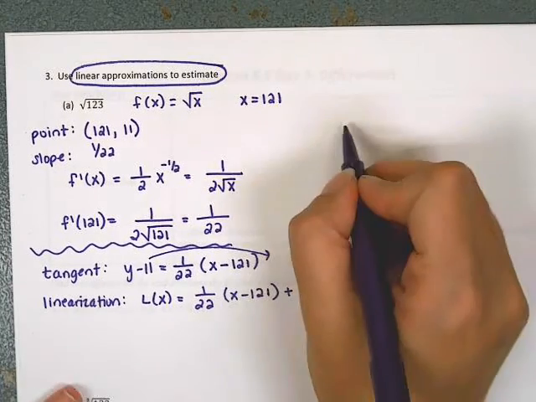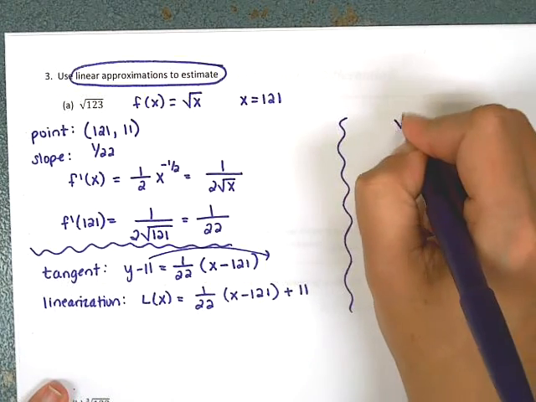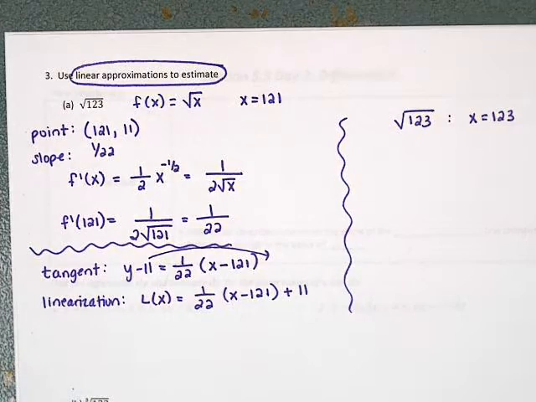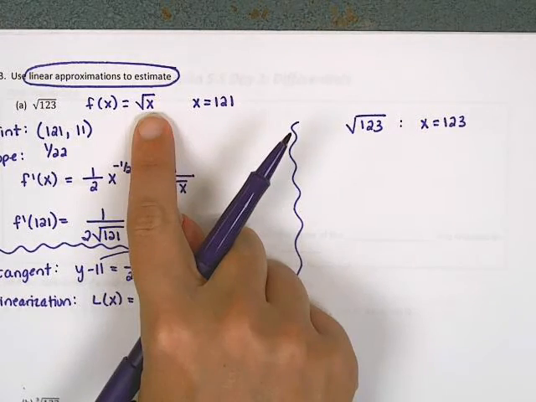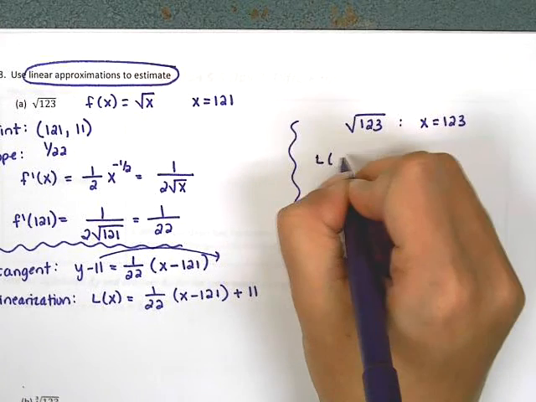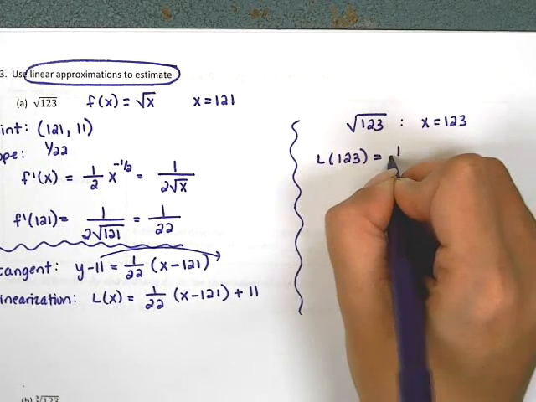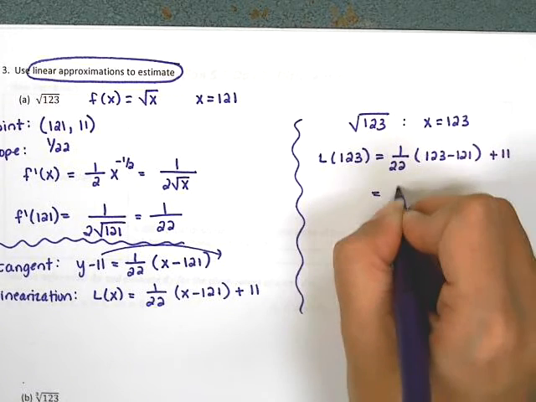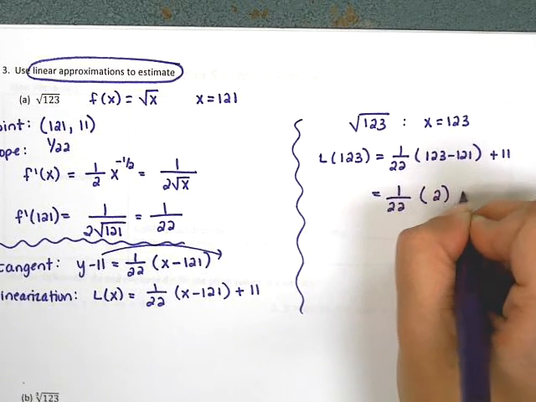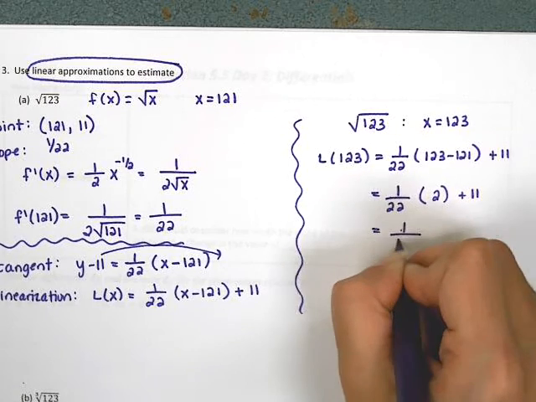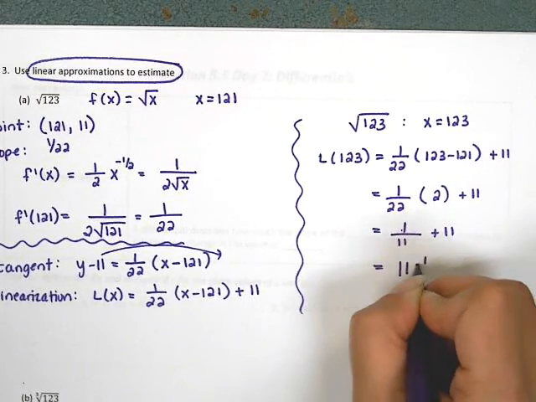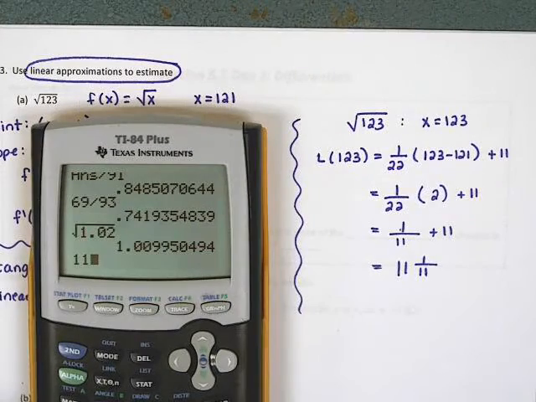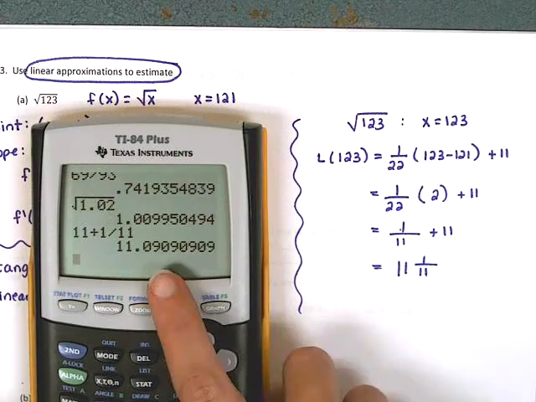Now the second step here, after I have my linearization, is to estimate the square root of 123. In other words, my new x value that I want to plug into my linearization would be 123, because my function is the square root, and this is the number I'm trying to plug in. So my linearization value at 123 would be 1/22 times 123 minus 121 plus 11, which means I get 1/22 times 2 plus 11. 2 and 22 reduce to 1/11 plus 11, which means I get 11 and 1/11 as my approximation. So let's see what that would be.